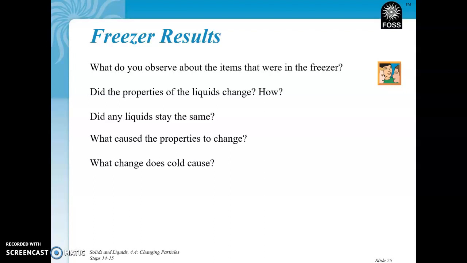Scientists also oftentimes ask themselves questions as they're working through experiments. Here are some of the questions that scientists would ask in this case. What do you observe about the items that were in the freezer? Did the properties of the liquids change? If they did, how did they change? Did any liquids stay the same? What caused the properties to change? And what change does cold cause? Now, you don't have to go through and answer each of those questions, but I do want you to think like a scientist.